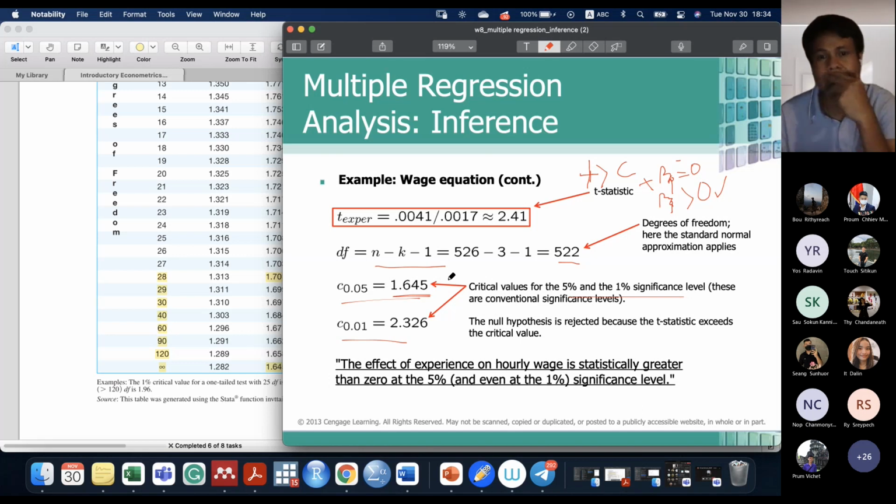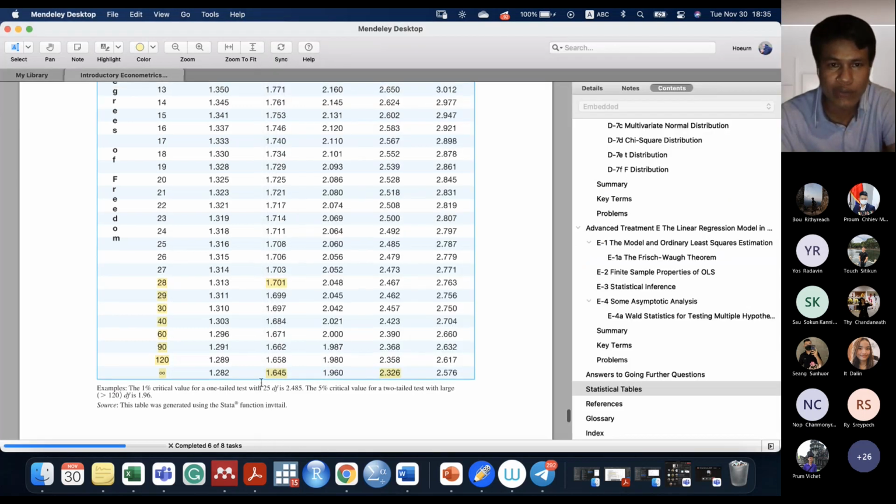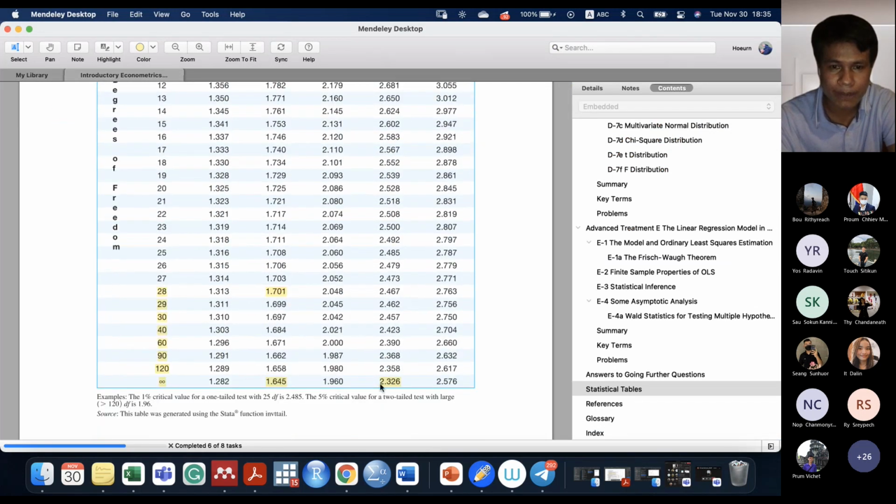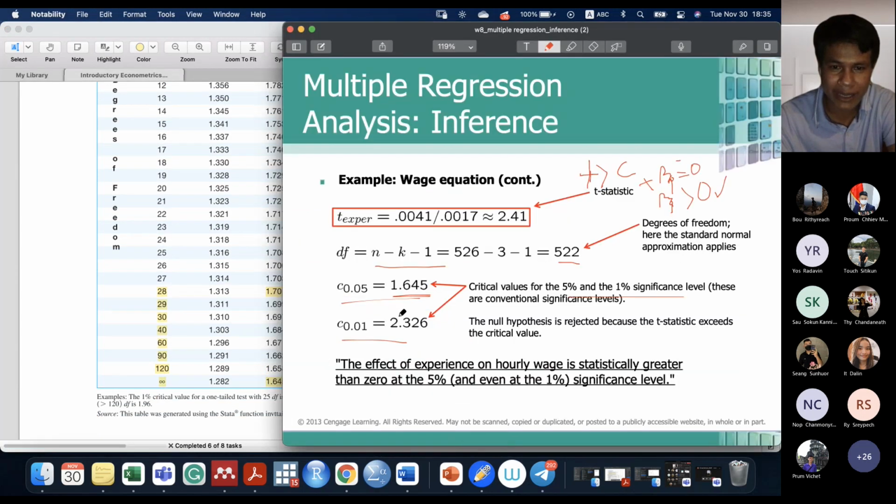Now, when you look at this, t is already bigger than c at 5%. When t is bigger than c at 5%, you may want to explore more. Then you look at the critical value at the 1% significance level. So we go back to the table here. This is at 1%, right? You scroll down and you see that it is 2.326. So the critical value at 1% is 2.326. So T here is even bigger than C at 1%.